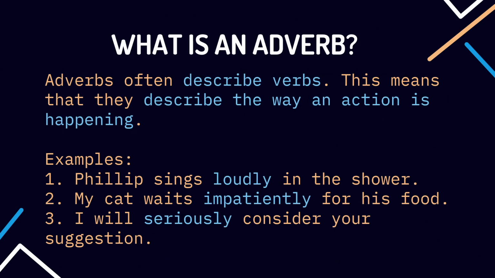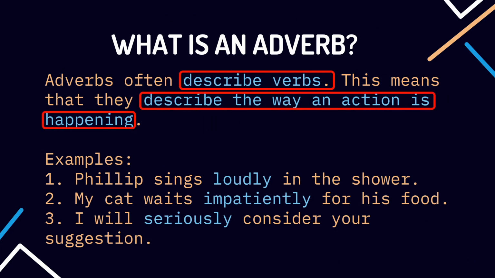What is an adverb? Adverbs often describe verbs, which means that they describe the way an action is happening. So for example, number 1, Philip sings loudly in the shower. Number 2, my cat waits impatiently for his food. And number 3, I will seriously consider your suggestion. So how are they performing that particular action? That is known as an adverb.